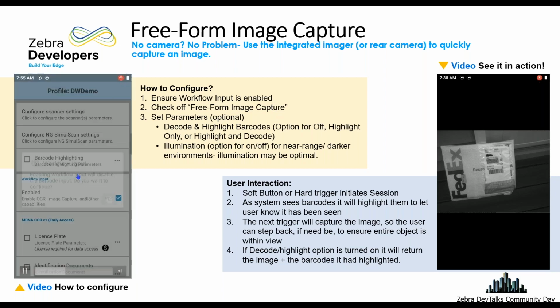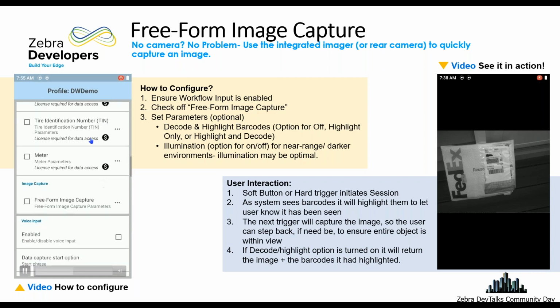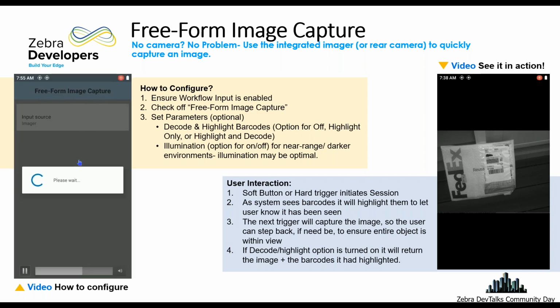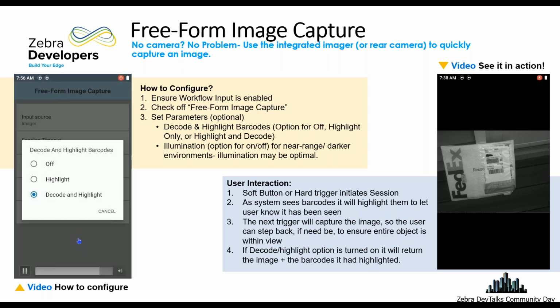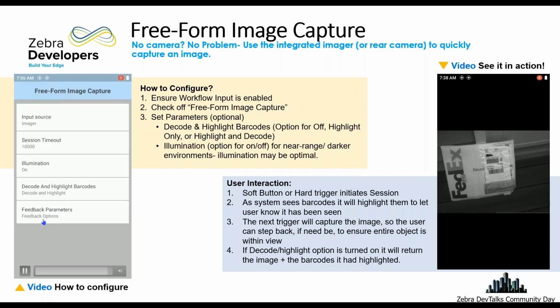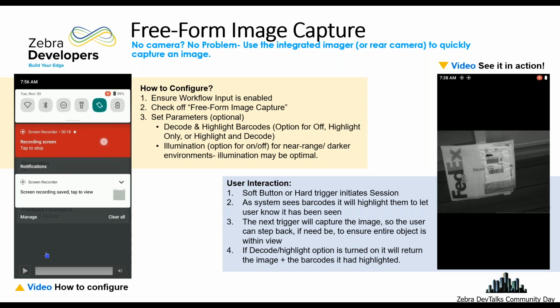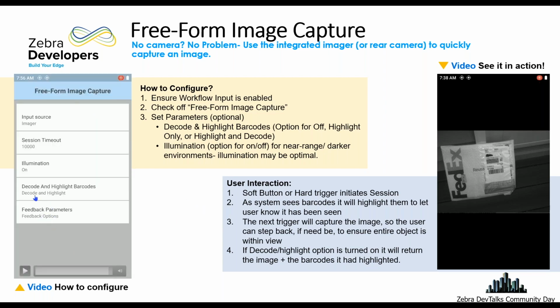So you can see workflow input getting enabled. At the same time, barcode input will get disabled. You cannot use barcode input and the workflow input at the same time. So we are setting the parameter called decode and highlight barcodes. We set it to decode and highlight. So what that means, whatever the highlighted barcodes will get decoded as well when you capture the barcode.